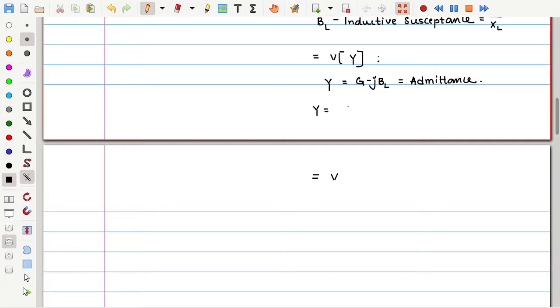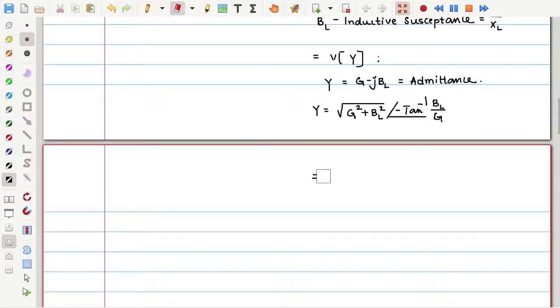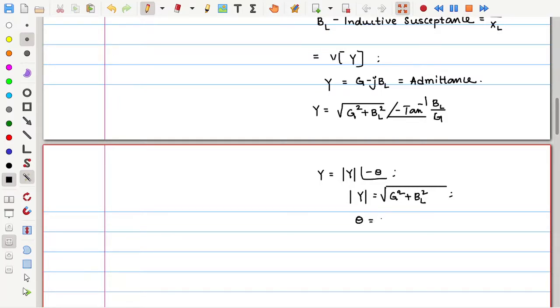Previously we had written Y as a magnitude of Y at an angle. How much is the magnitude of Y? Square root of G square plus BL square is the magnitude. How much is the angle? The angle is tan inverse of minus, I am taking the minus out, so this is the imaginary part BL divided by G. Now this Y can be written, one more step, as mod Y at an angle of minus theta, where mod Y is the magnitude of the admittance, which is equal to square root of G square plus BL square. And theta is the angle of the admittance, which is equal to tan inverse of BL by G.